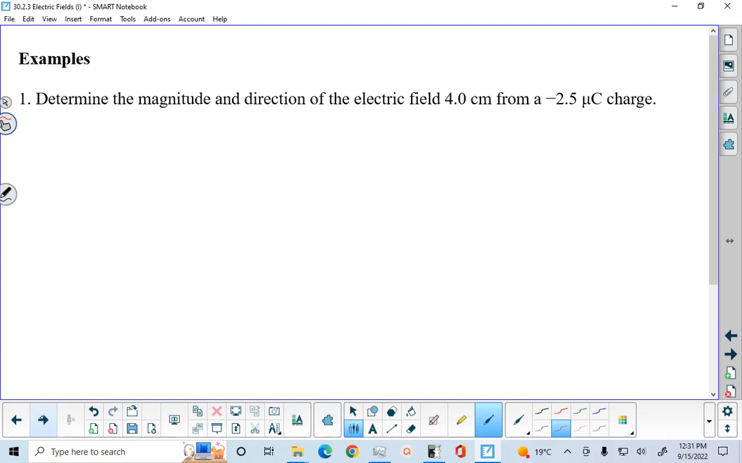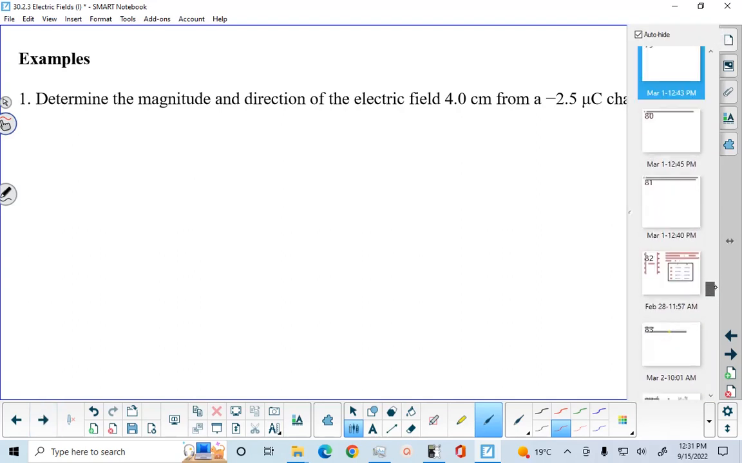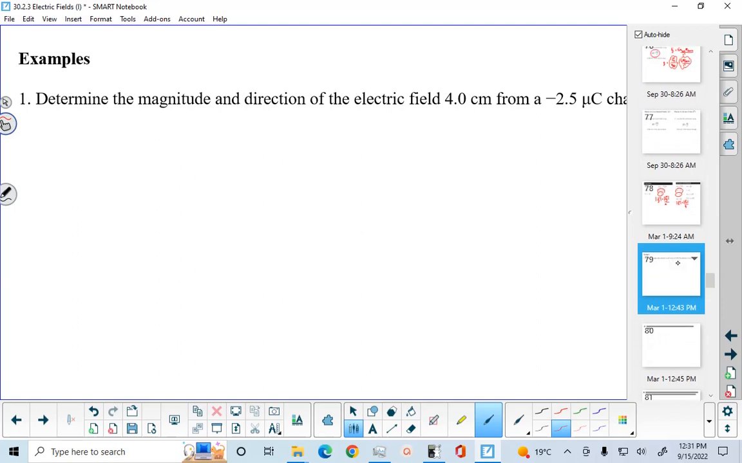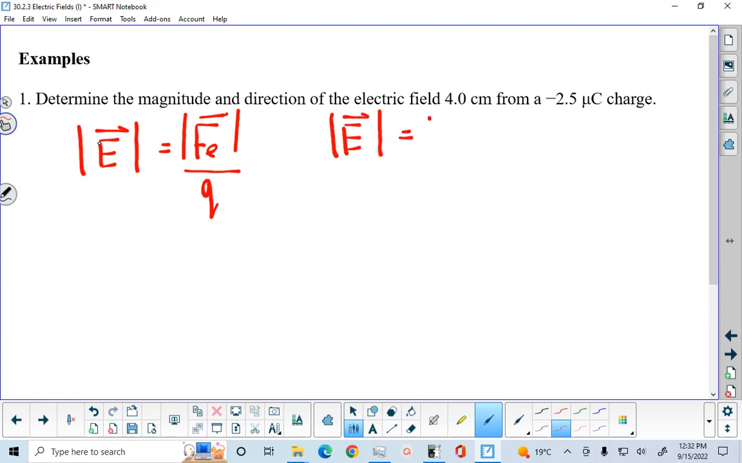The biggest thing is this. When you're looking at this formula for electric field strength, and when you're looking at this formula for electric field strength, Q here is the test charge, and Q here is the source of the field. That's the most important thing to note.